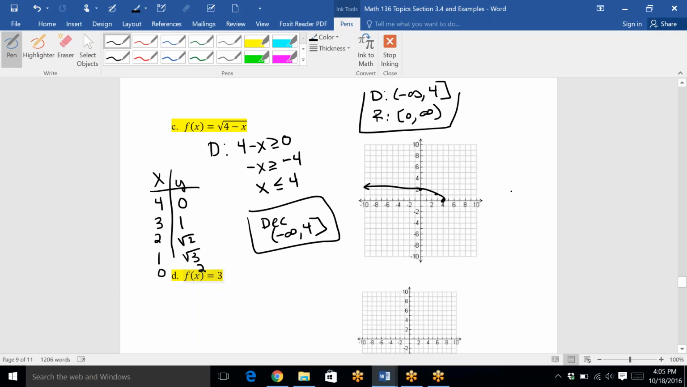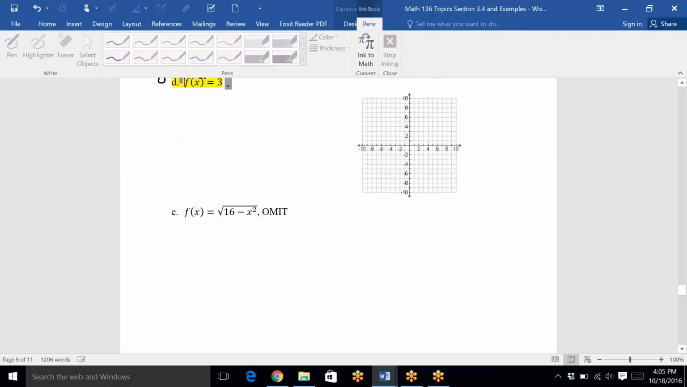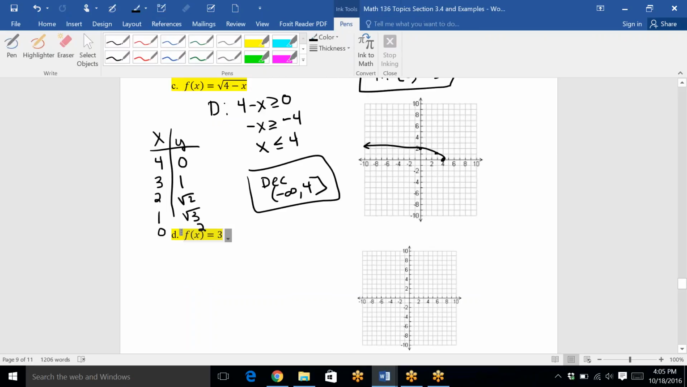Okay, f of x equals 3, kind of not really a trick question, but just making sure you understand that this is just y equals 3. So this one's not very interesting, it's just a horizontal line. So a horizontal line at 3.